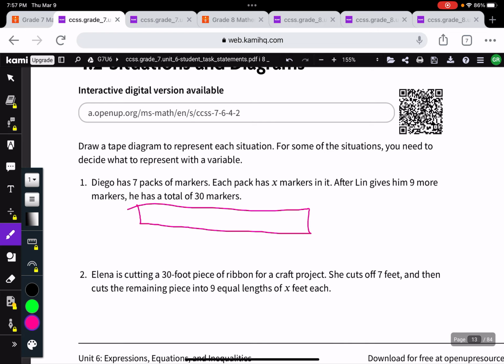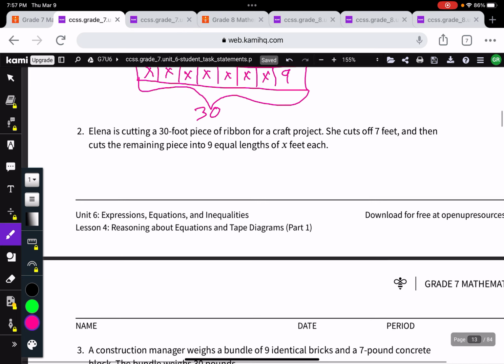Oh well. 7 packs of markers. Each has X markers in it. So that means there's 1, 2, 3, 4, 5, 6, and a 7th pack. 7 packs has X markers in it. We don't know how many they all have. Then there's 9 more markers. All together, he's got 30. Beauty of this, doesn't even say to solve. Thank you very little. Here we go.